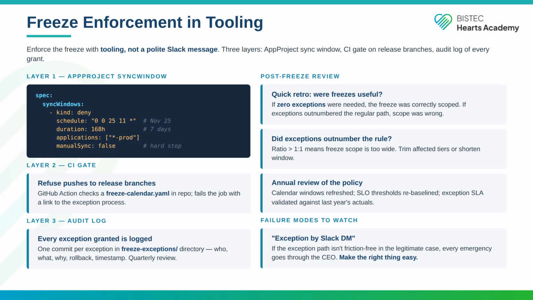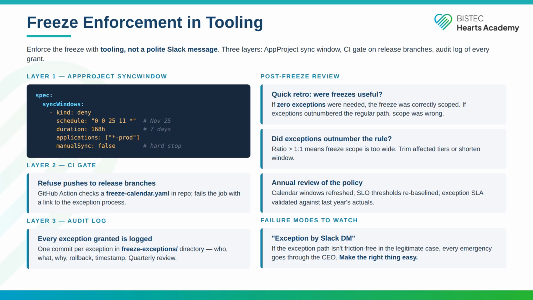Layer 3, audit log. Every exception granted creates a commit in the freeze exceptions directory of the repository. The commit captures who, what, why, rollback plan, and timestamp. Quarterly review by the team, not just the lead.